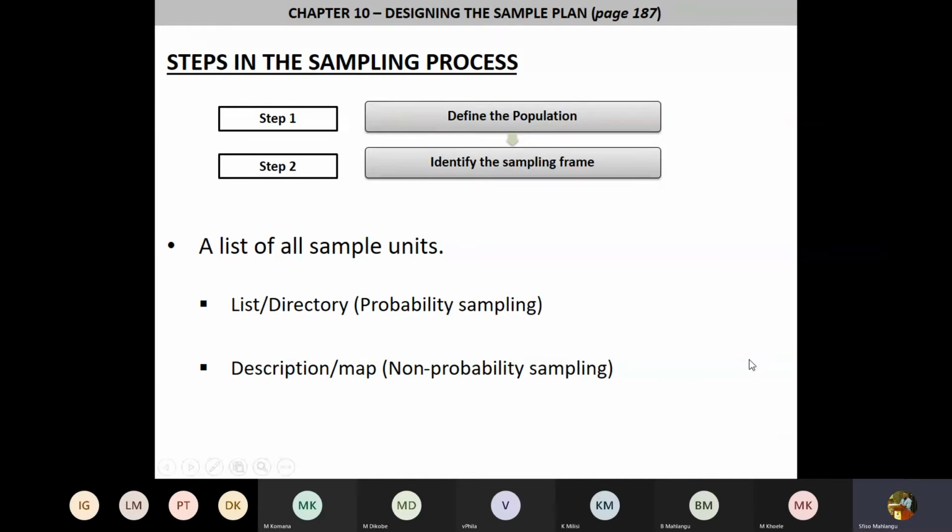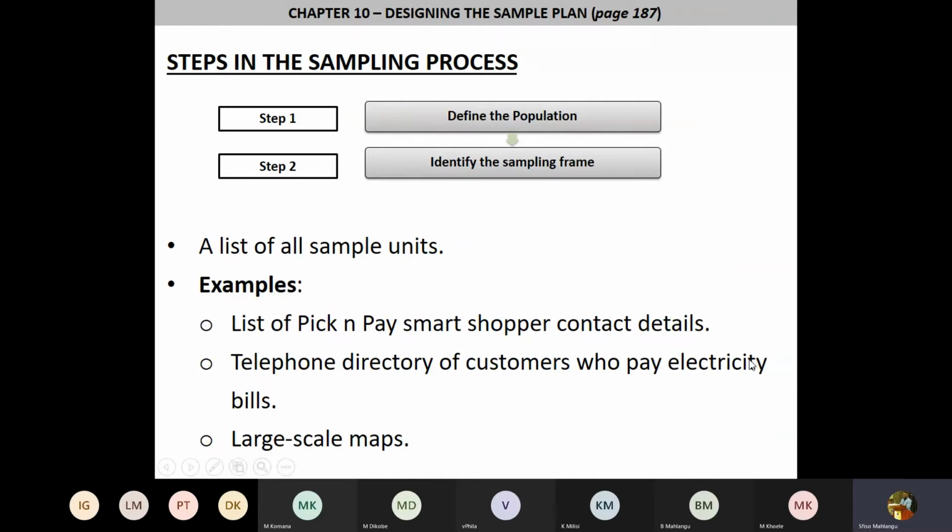Looking at these two differences, some examples are shown on the slide. This could be about Pick n Pay, the list of Smart Shopper contact details, which will be their sampling frame. It could also be a telephone directory of customers who pay electricity bills if we are conducting this in the city of Tshwane, and then we have their telephone directory, and we can use that list and select the individuals from it.